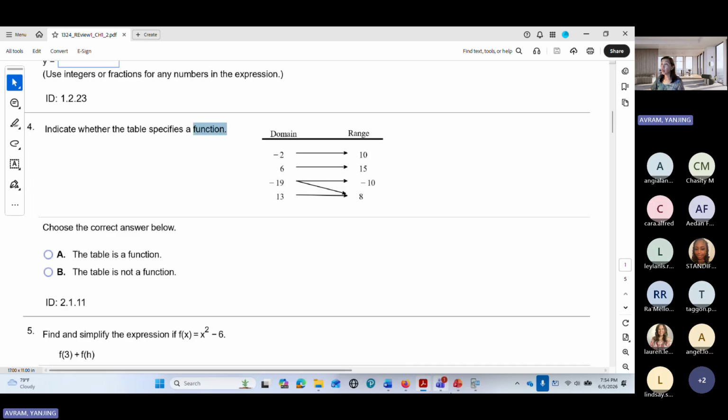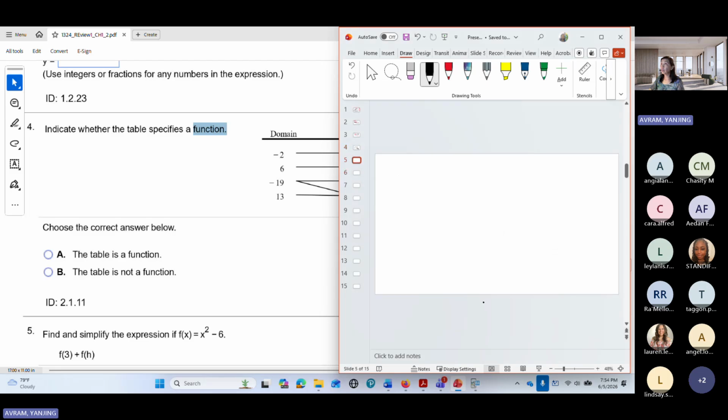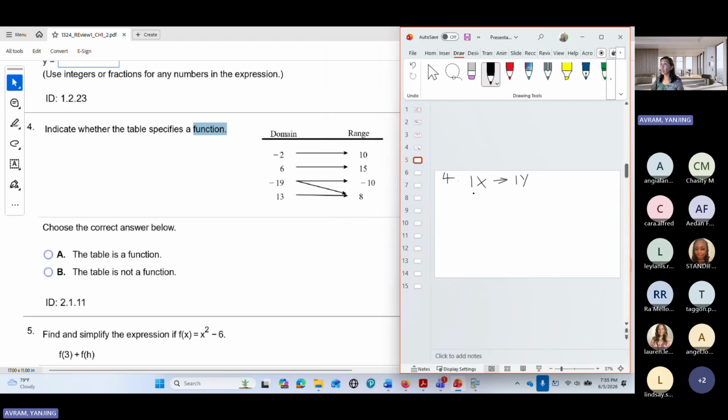That's a concept. In order to qualify to be a function here, one input can only have one output. One input is usually the x value, and the output we usually say is the y value. So if one x only has one y, that is considered a function. The domain is usually x, and y we usually call the range. So look, one input only has one output.